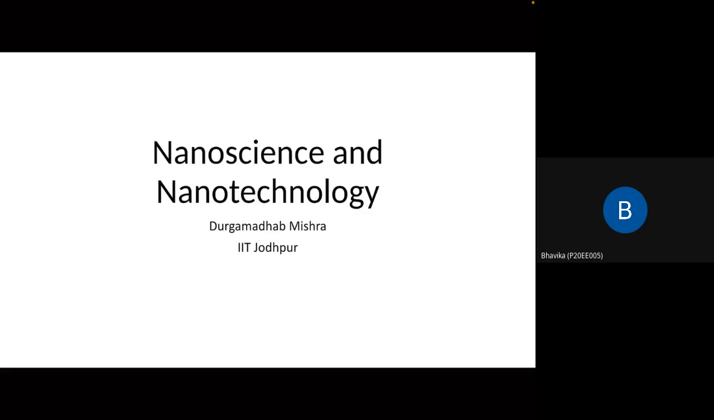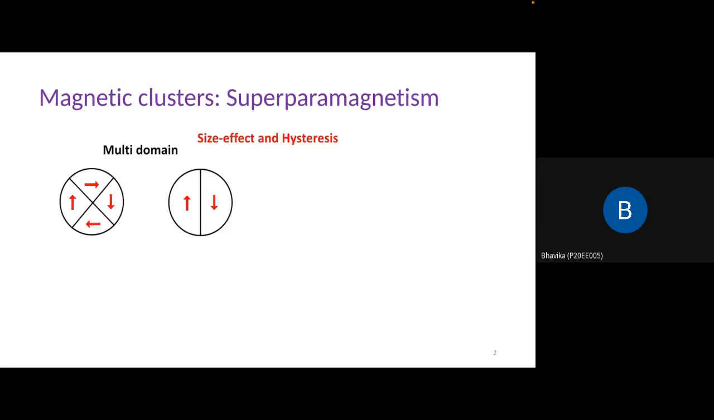So today we will start a discussion about nanoparticles or nanoclusters which are magnetic in nature. When we talk about these magnetic clusters, in general any magnetic material will mostly have a domain structure, right? It could be in a single domain or a multi-domain state, like what is shown here on the left.